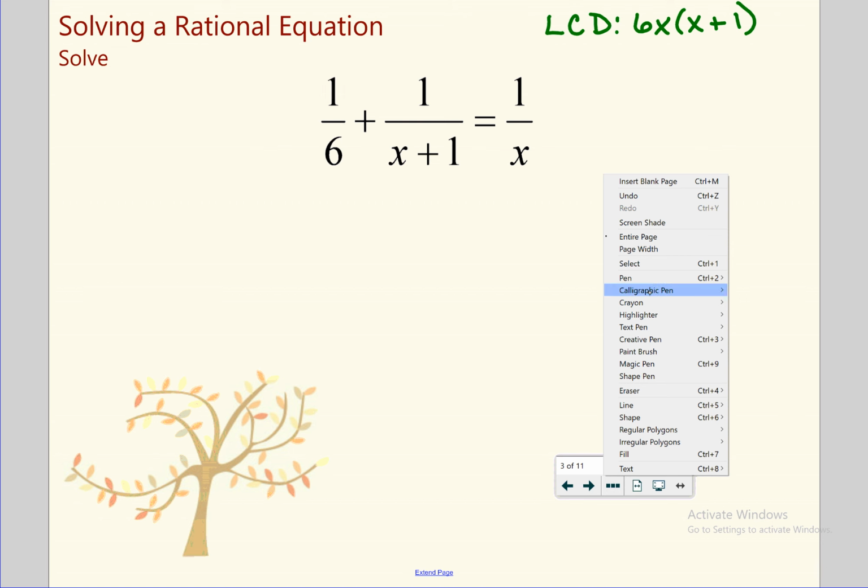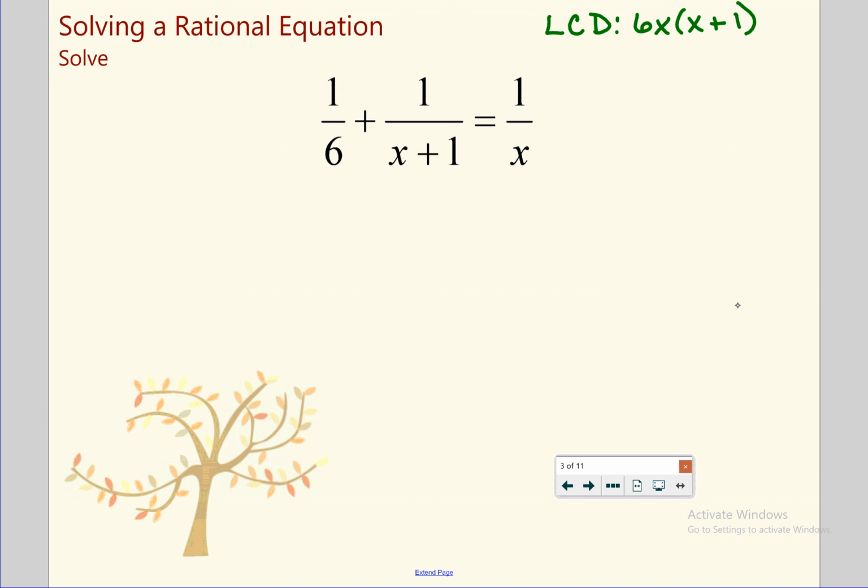Here's how we do it. There's actually two different ways you can do this. I'll show you this way first. First thing I can do is multiply each fraction by what it's missing. So this first fraction has the 6, but it's missing the x and the x plus 1. Whatever you multiply by, you need to multiply by that on the top and the bottom, so it's just like multiplying by 1. The second fraction has the x plus 1, but it's missing the 6x. So I'm going to multiply that guy by 6x over 6x. And then the last fraction has the x, but it's missing the 6 and the x plus 1.